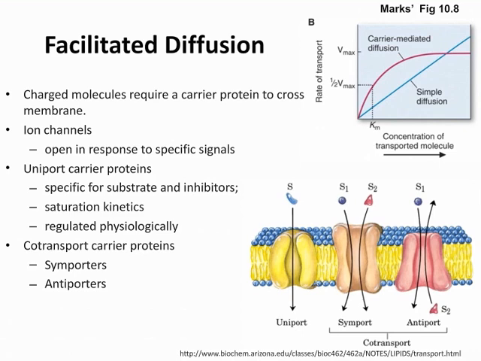And then you also have co-transport carrier proteins. So some examples of those are symporters and antiports. If you look in the picture, symporters, you're going to have two molecules entering together. And then antiports are going to carry proteins in opposite directions.